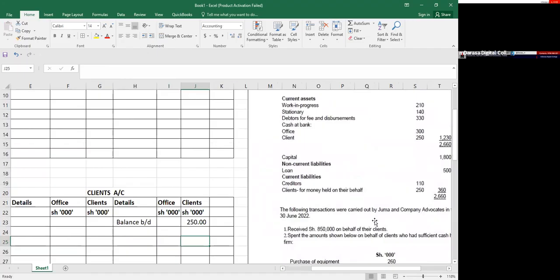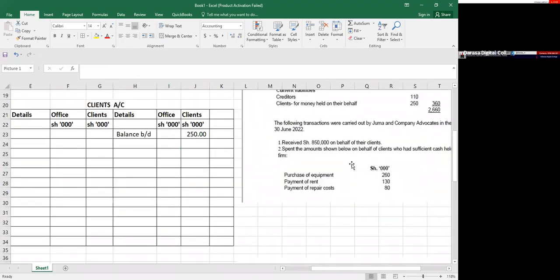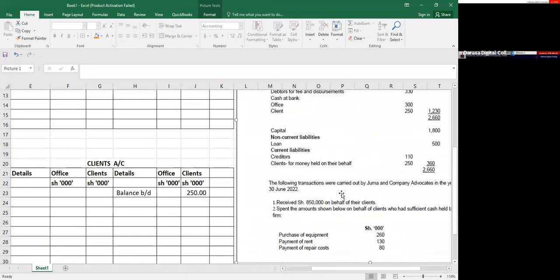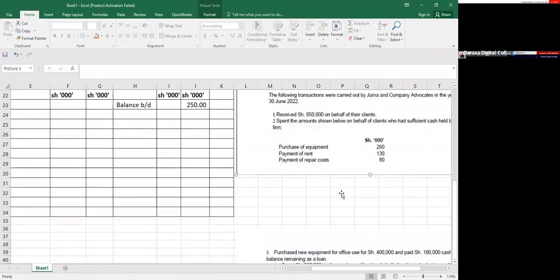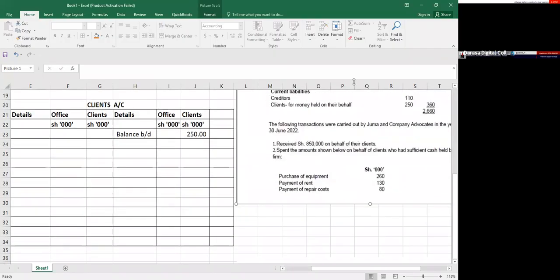The next transaction, in this case, we had what? After opening balances, come to our additional information. Note 1, received 850 on behalf of the client. Anytime I am receiving an amount on behalf of the client, if you can recall our double entry, what are we supposed to do? We debit our cash book, client's column, and we credit our client's account, client's column.